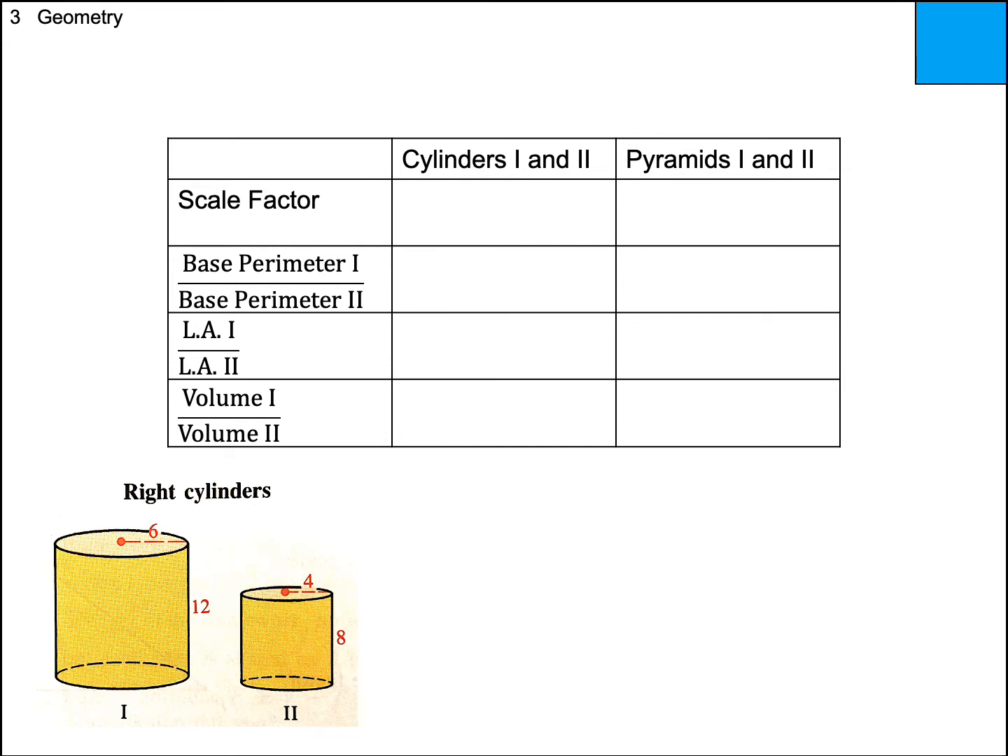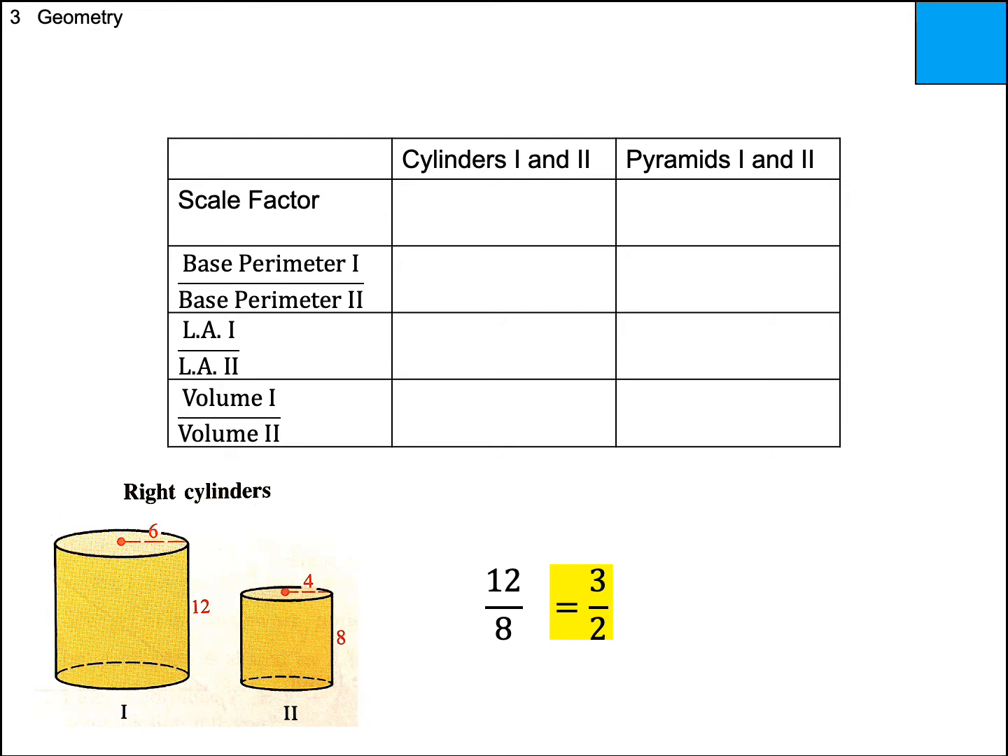So the first thing we got to fill in is scale factor. Remember, if two shapes are similar, the scale factor is simply corresponding parts of one written as a ratio. So for instance, if I wanted to go big to small for my scale factor, I could either use the radius or I could use the height. Let's use the height. So the height of the large one is 12, and the height of the small one is 8. You see where I'm getting those numbers from? Reduced, therefore the scale factor is 3 over 2.